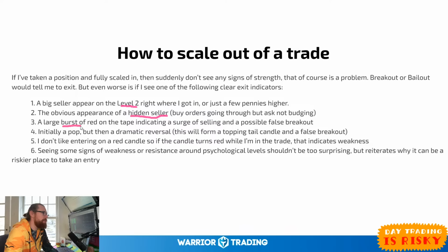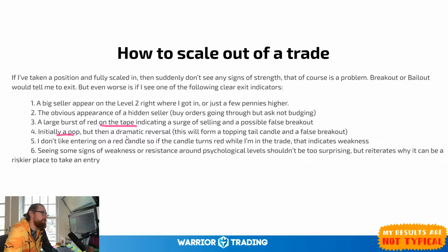A large burst of red on the tape indicating a surge of selling and a possible false breakout, where the stock continued and then topped with a tail and then that quick reversal. What that can do is form a really large topping tail on the chart, which creates an ugly chart pattern. A chart pattern that a lot of traders are going to say, I don't think I can trust it. And then they're not going to be likely to buy the first pullback. So that big burst of red that creates a false breakout candle, that could be a problem.